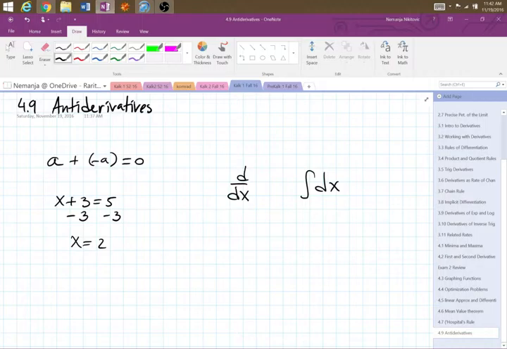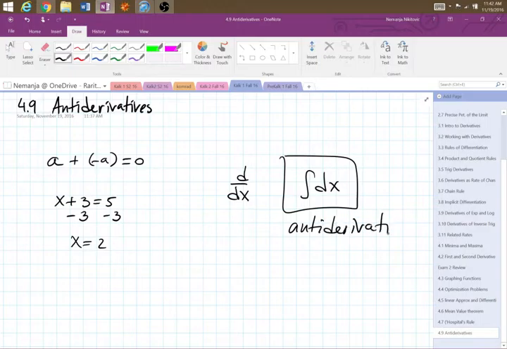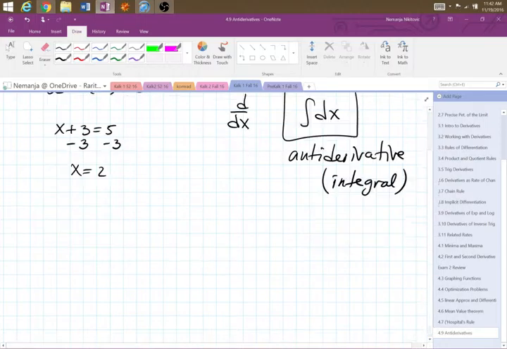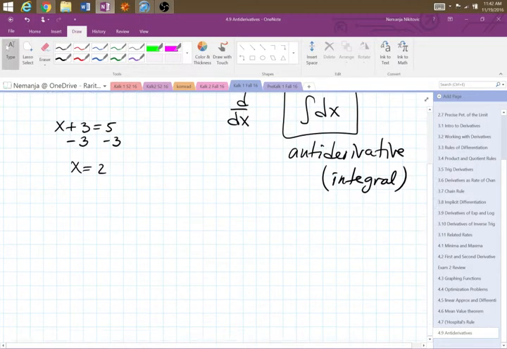So we call this one the antiderivative, also known as the integral, which is the preferred name as soon as we are done with this lesson. So what is its purpose? It's to undo the derivative.